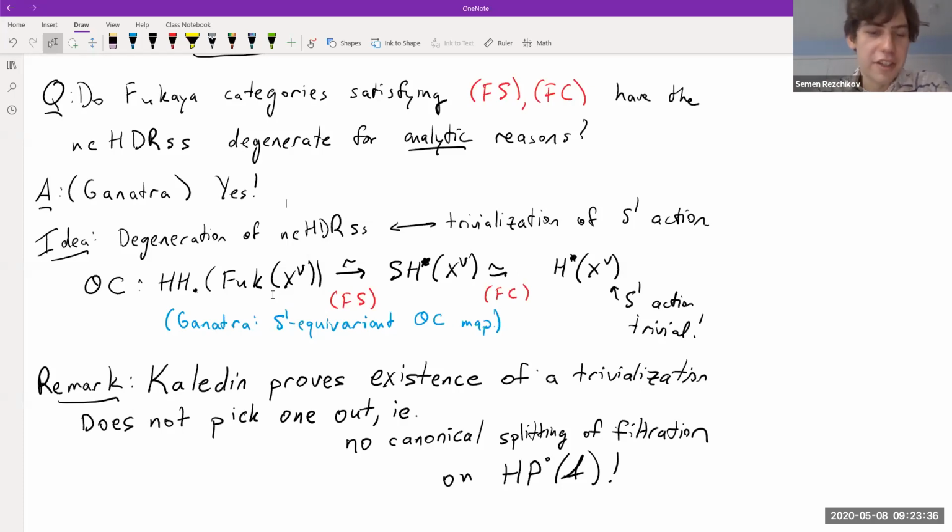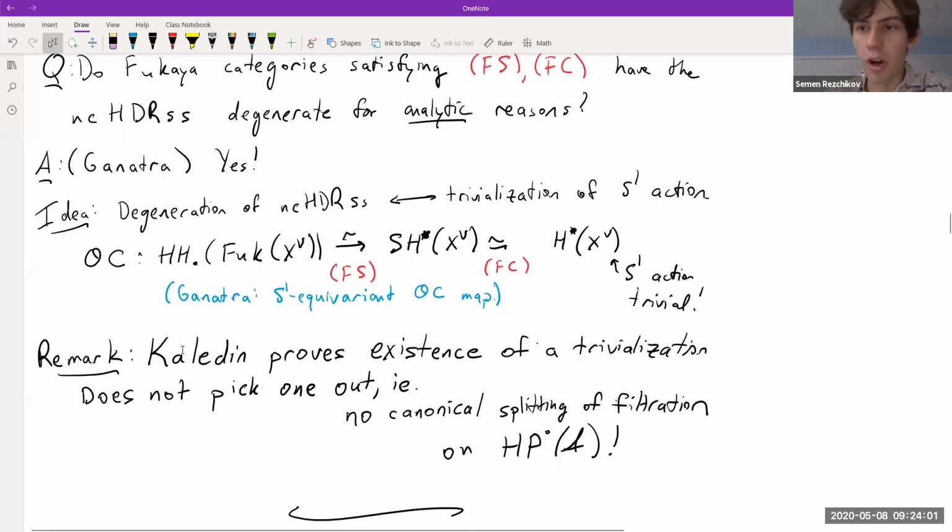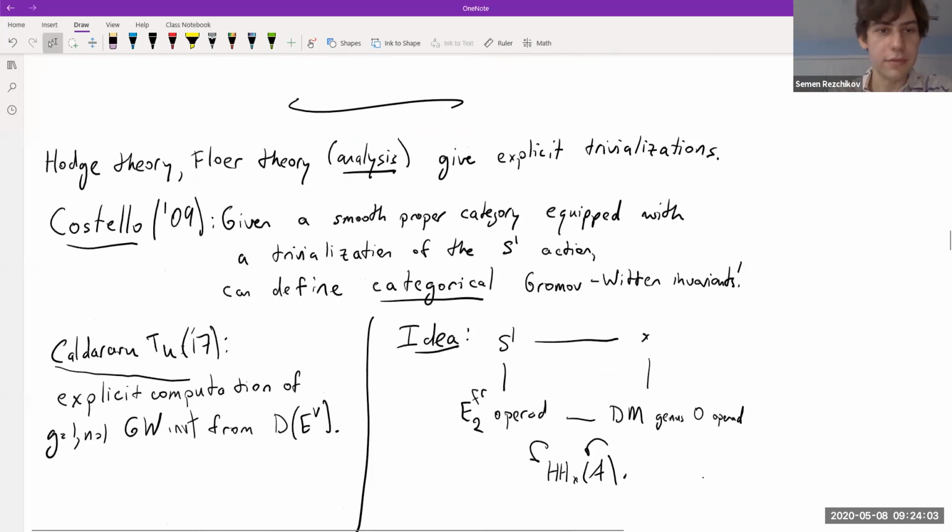So Kaledin ends up showing that there's this filtration on periodic cyclic homology, and it has a splitting. In other words, there exists a trivialization of this S1 action, but you haven't chosen which trivialization. But if you actually write down a map to a complex on which this S1 action is manifestly trivial, that actually gives you a splitting of the filtration on periodic cyclic homology. So it's actually more data that you get from analysis.